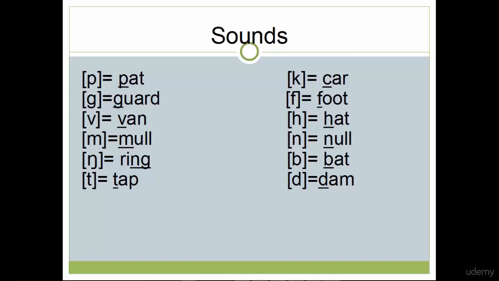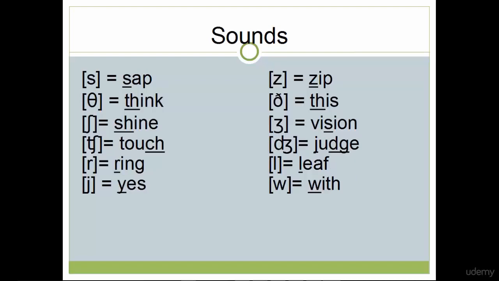As you can tell, the consonant sounds are pretty basic. P, pat, G, guard, V, van, mal. The only one that's kind of different is the ng sound, where you have an N with a little bit of a curve on the bottom of it. Sap, zip, same thing. However, when you have the th sound, it's different. When you say think, you put your tongue between your teeth and pull it back while you blow air out. Think. And then there's this, which is more of a vibrating sound. Then you've got vision, shine, touch, judge.